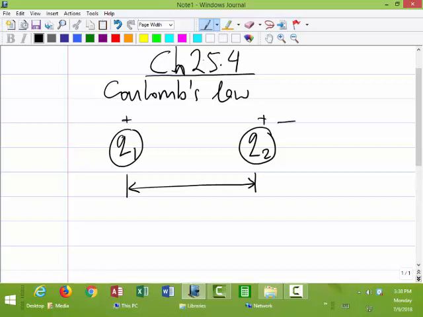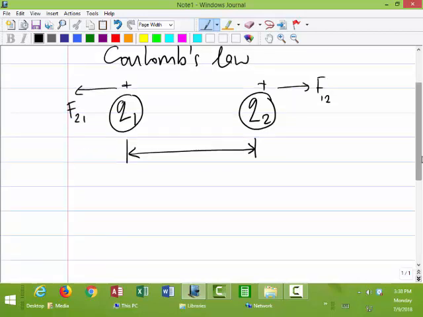So we can say that the force of charge 1 on charge 2 is this force here, and the force of charge 2 on charge 1 is that force. According to Newton's law, these forces are equal and opposite. So the force of charge 1 on 2 is equal to the force of charge 2 on 1, and this is equal to a certain force F, which we call the electrostatic force.